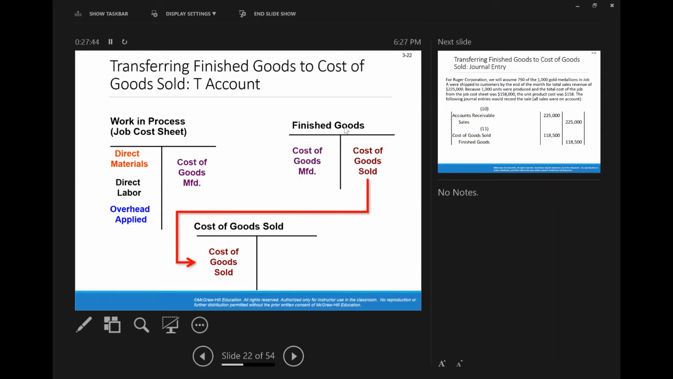Okay, and this just shows you on the T account what's happening. So here is our credit for finished goods if we sell them, and it's going over into cost of goods sold. So it's maybe not all of the job. Maybe the job produced 1,000 units and we didn't sell the whole 1,000 units. So just because we put all the costs in the finished goods doesn't mean that that's going to come out when you sell. You might be only selling a part of it. Does that make sense? So you're going to have those inventory running balances that you're going to have to figure out.